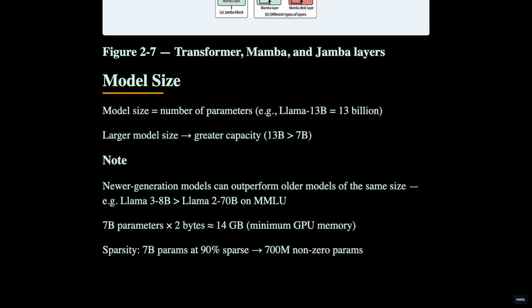Sparsity means many parameters are exactly 0, so the model's effective size is the count of non-zero parameters rather than the raw parameter count. For example, a 7 billion parameter model that is 90% sparse only has 700 million active parameters, which reduces storage and computation. A large sparse model can therefore require less compute than a smaller dense model.